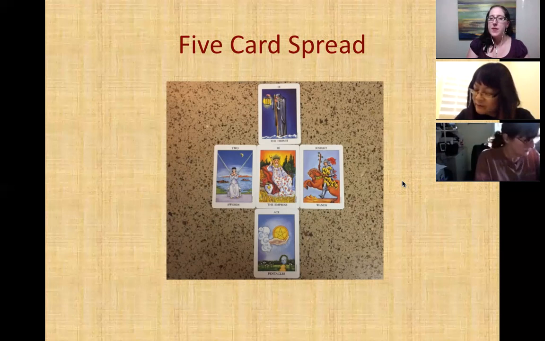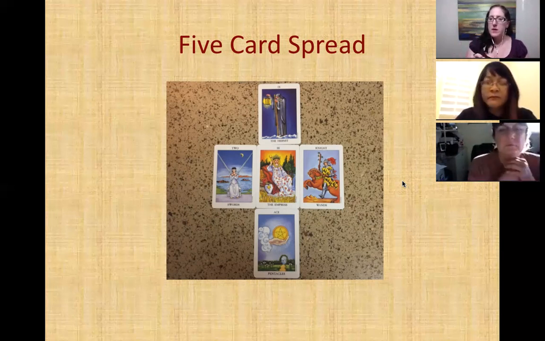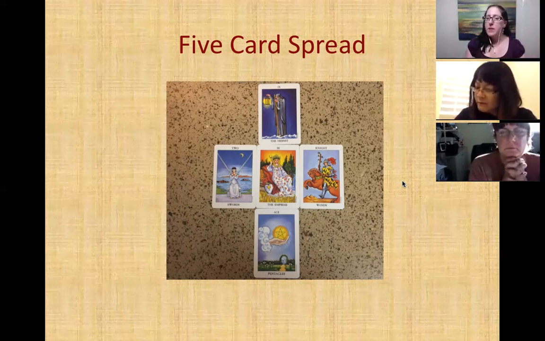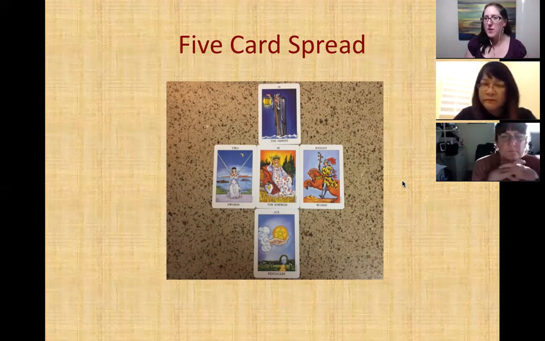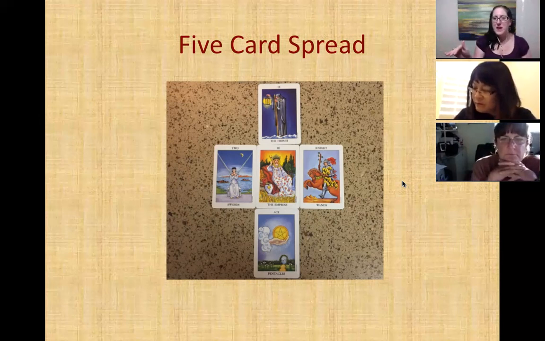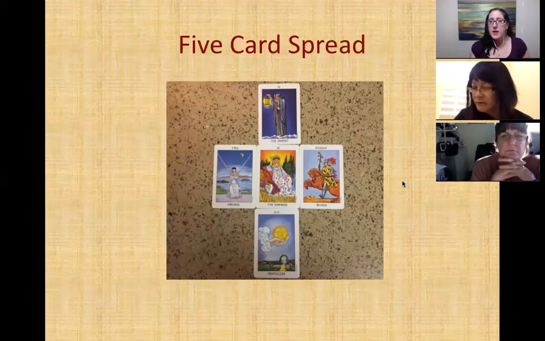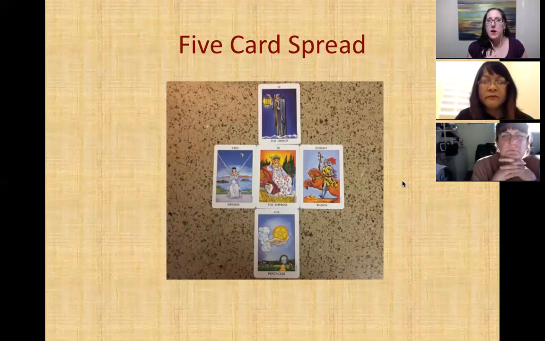The way I read this is that the card on top is what is supporting the story, and the card at the bottom is what we don't see. It's sort of like hidden, underwater, or under the place where you can see. So it's interesting enough, on the top we get the Hermit, and this is a major arcana card.